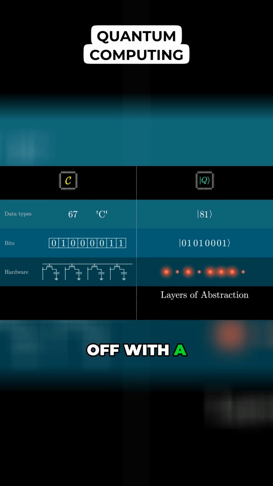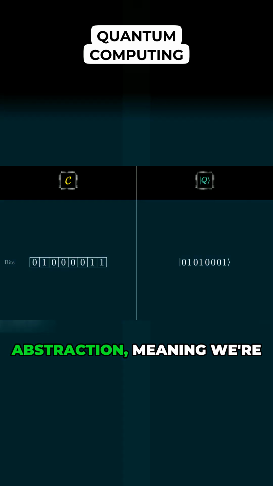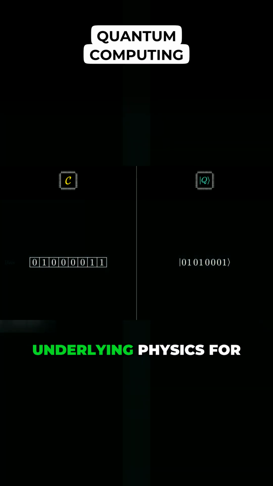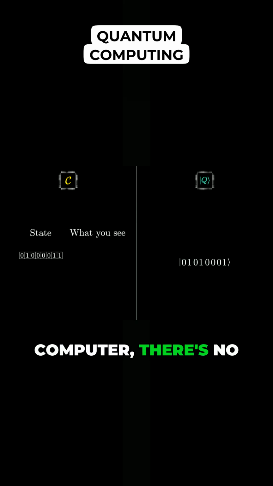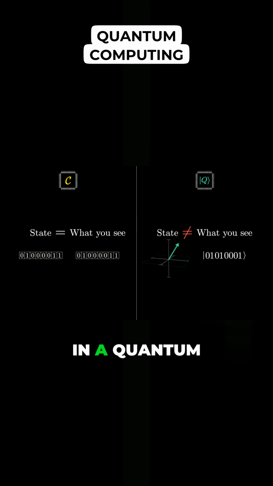Let's start things off with a description of quantum computing through the lens of that middle layer of abstraction, meaning we're going to postpone all of the underlying physics for now, which is a little bit like teaching computer science without discussing hardware. In a classical computer, there's no need to distinguish between the state of memory and what you read out from the memory. Both of them just look like the same sequence of bits. But it's a very different story in a quantum computer.